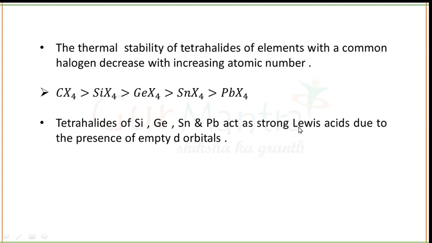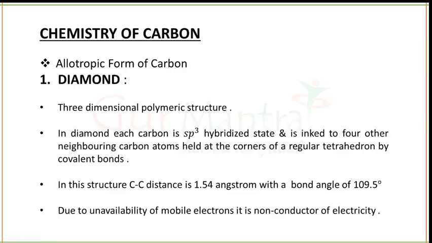Now I hope you all are clear about the physical and chemical properties, chemical reactivity of group 14 elements. Now we are going to discuss the allotropic forms of carbon, the chemistry of carbon. We will study two allotropic forms of carbon. Number one is diamond and number two is graphite. So the number one allotropic form of carbon is diamond.